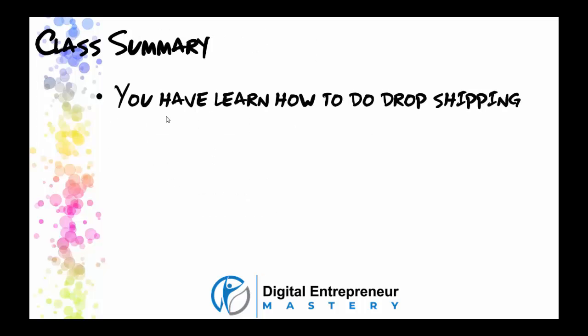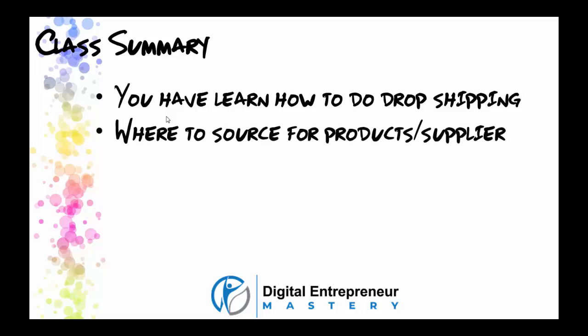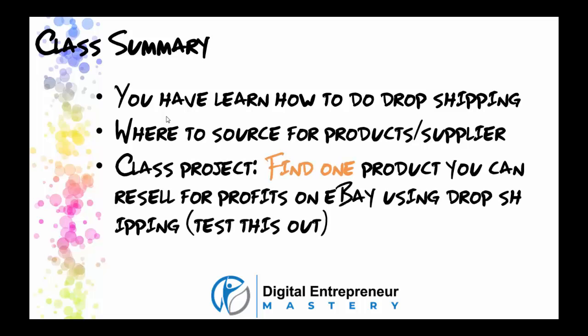Okay, I'll come to the class summary. In this class, you have learned how to do proper dropshipping, and where to source for products or suppliers using the UPC ItemDB. And as a class project, I would like you to try this out hands-on. Find one product that you can resell for profit on eBay or on your own e-commerce store using the dropshipping model, and you have to test this out. Personally, I've tested out some of the products I found, and they sold within a few days. So that is just to tell you how powerful the dropshipping model is.